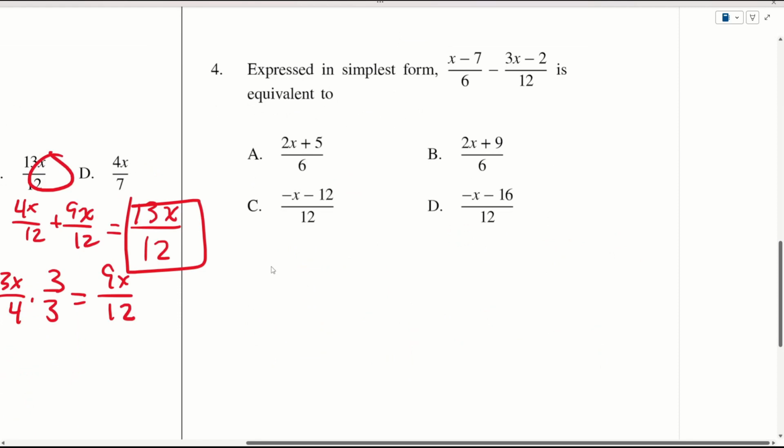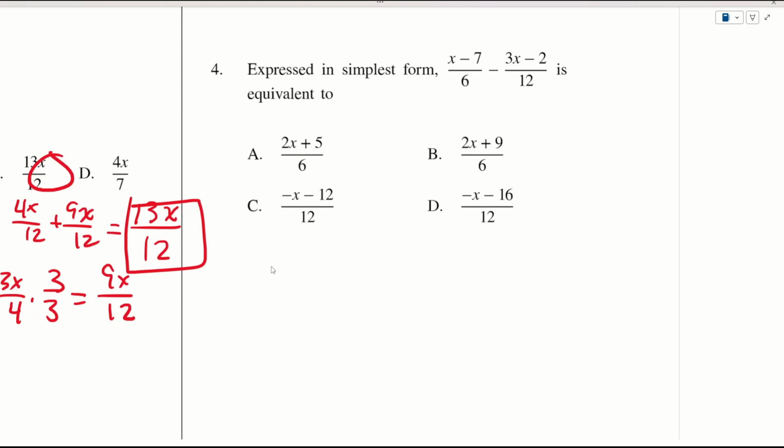Question 4 is going to be a little bit harder. Now we have subtraction in the numerator, and the fractions are also being subtracted from each other. And we want to express this in simplest form.